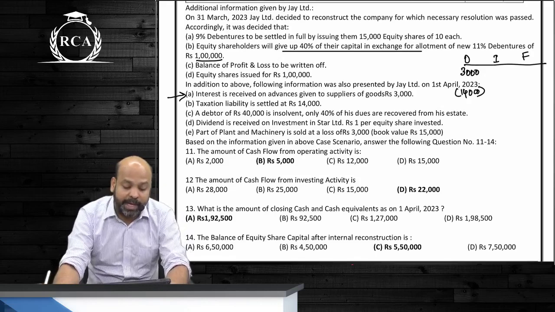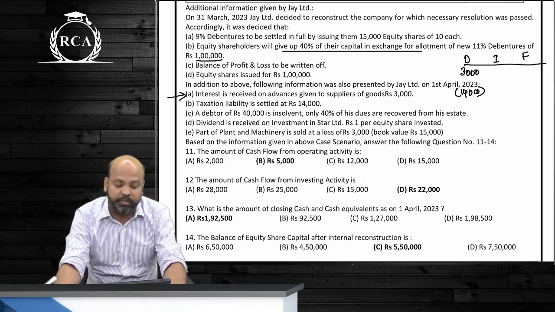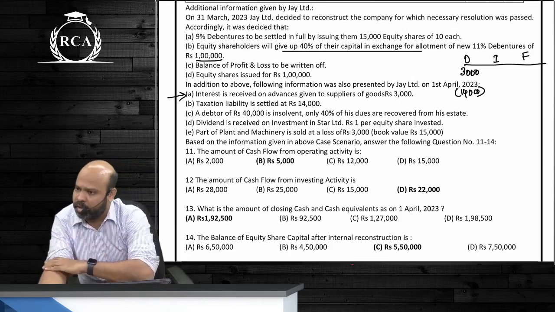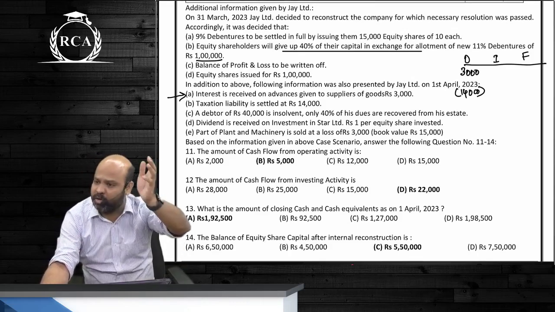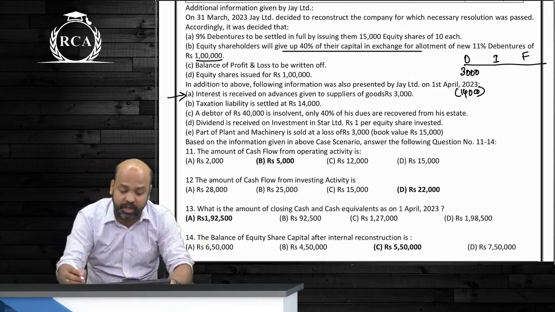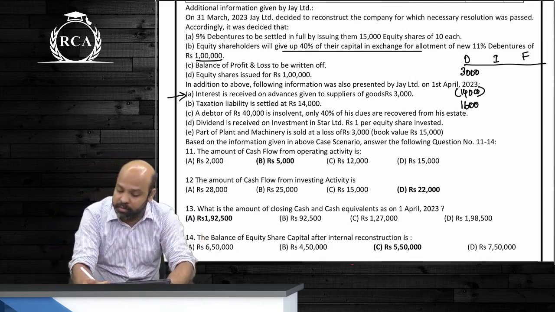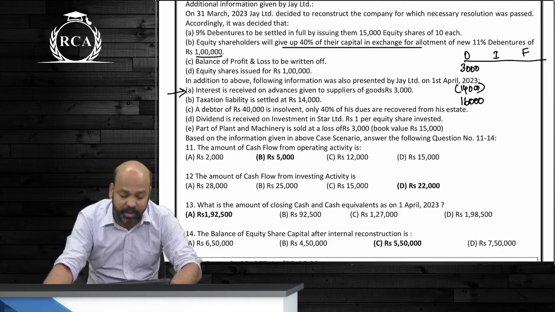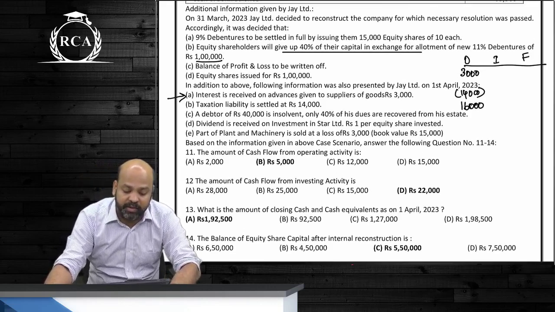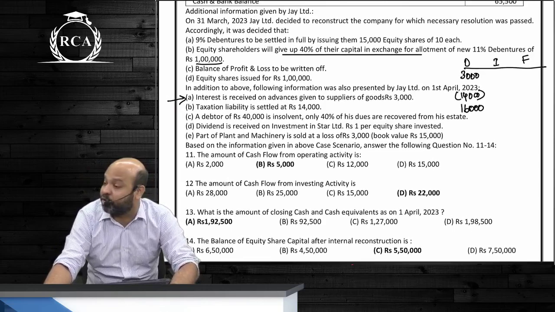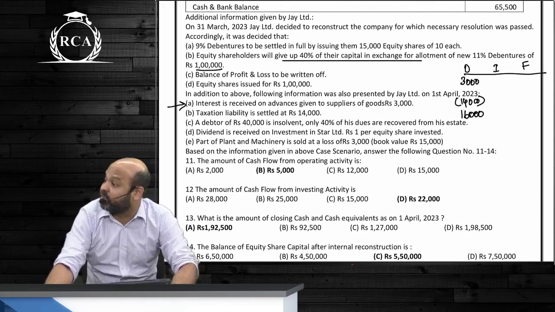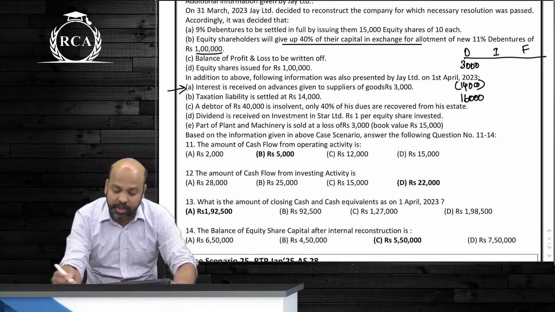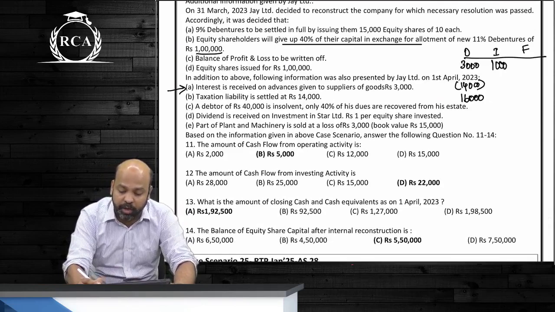Next, a debtor of 40,000 is insolvent. Only 40% of his dues are recovered. I am not doing it under the indirect method; instead of adjusting, you directly record 16,000 received. 40% of 40,000, 16,000 has been received. Dividend is received in investing activities. Dividend received on shares: how many shares do you own? 10,000 equity shares. We are receiving a dividend of 1 rupee per share.